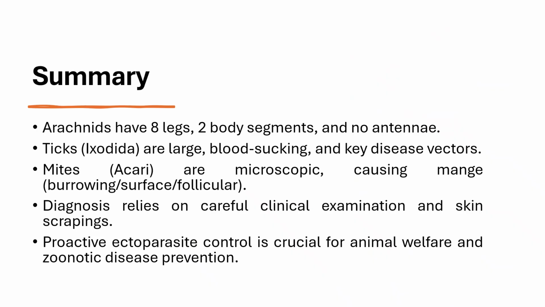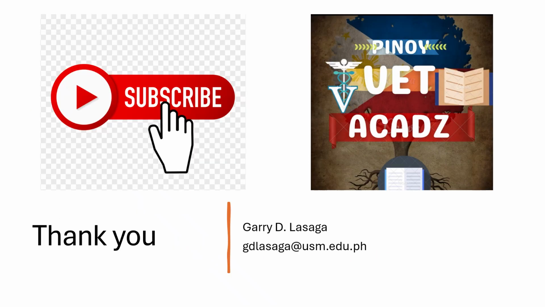For the summary, arachnids have 8 legs, 2 body segments, and no antennae and no wings. Ticks are large blood-sucking ectoparasites, and they are also important disease vectors. Mites are microscopic. They cause mange. The mite species can either be burrowing, surface, or follicular. Diagnosis relies on careful clinical examination and skin scrapings, and proactive ectoparasite control is crucial for animal welfare and zoonotic disease prevention.